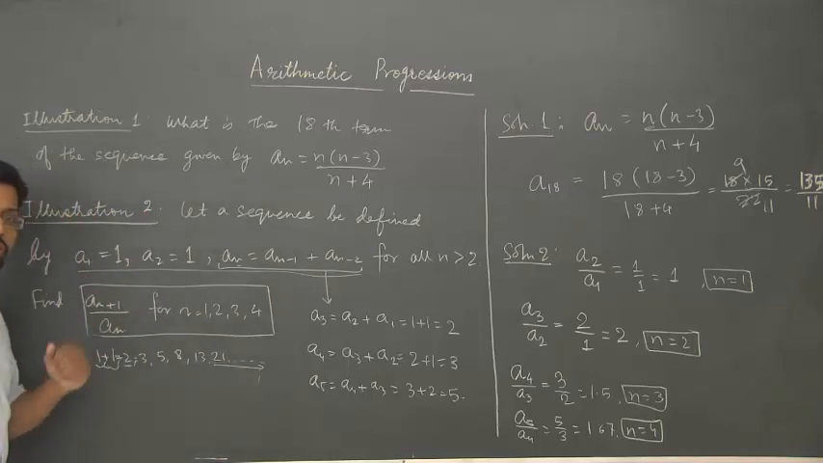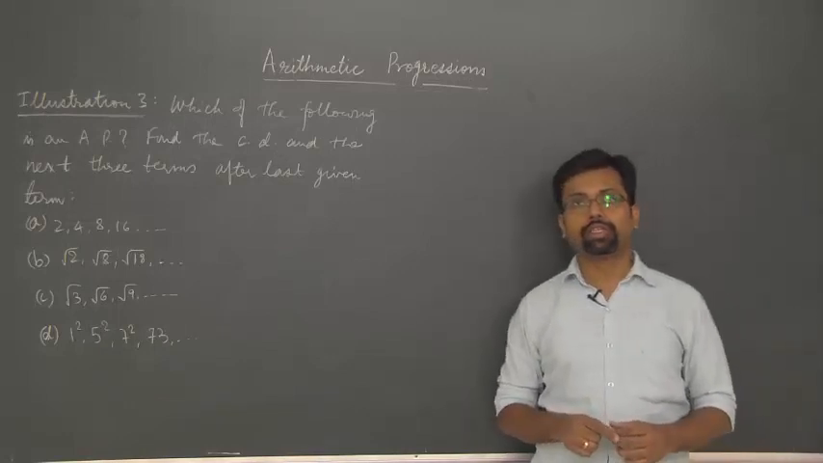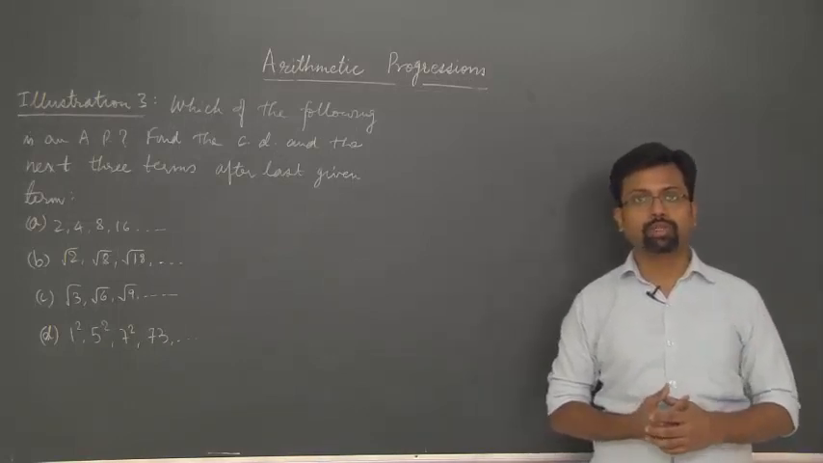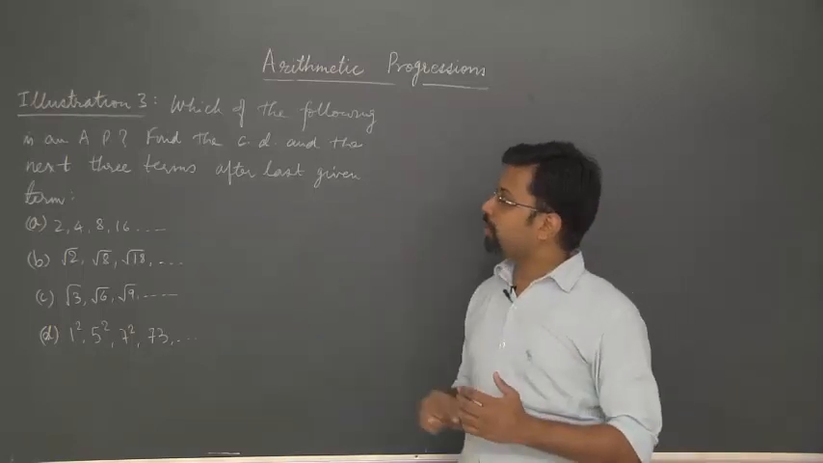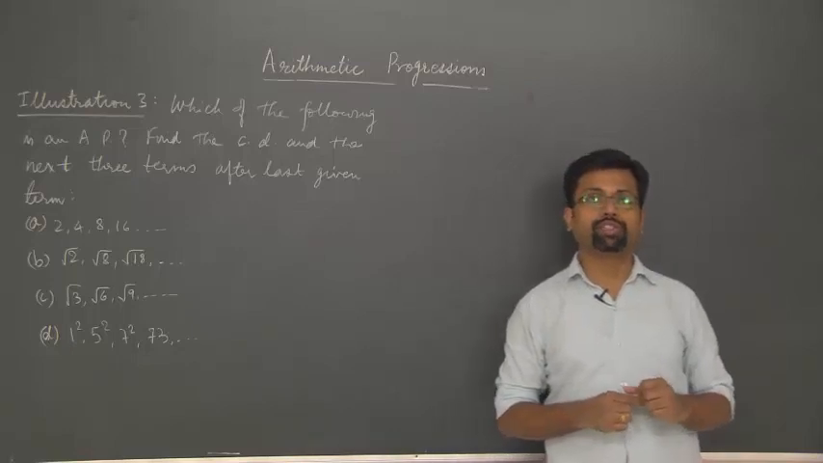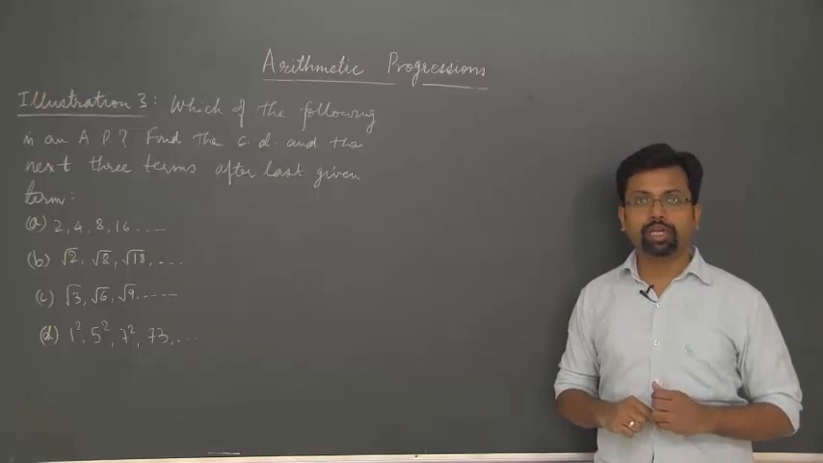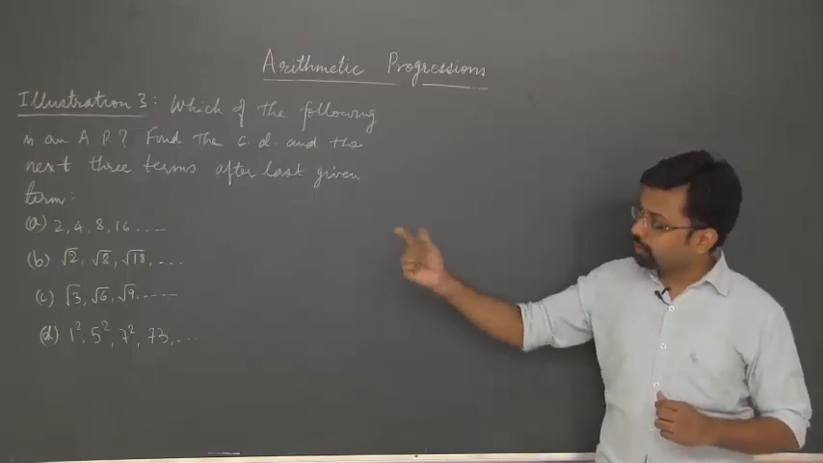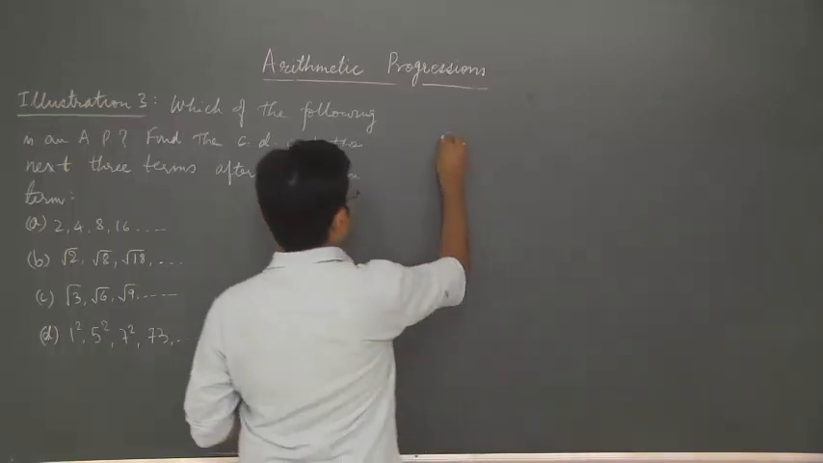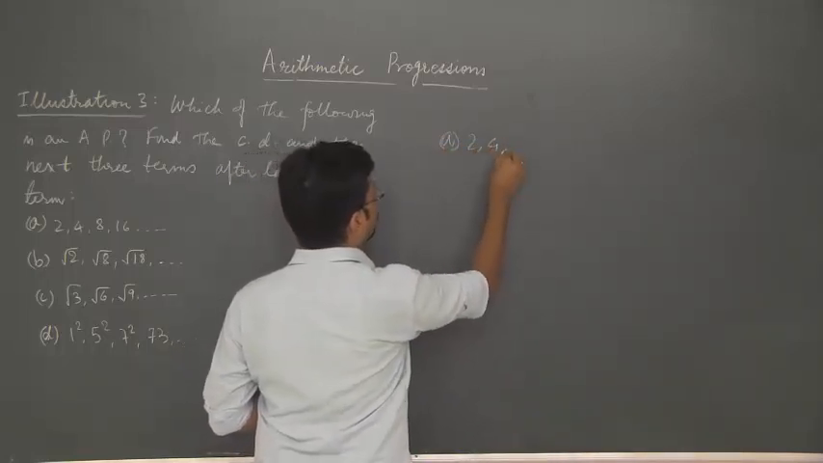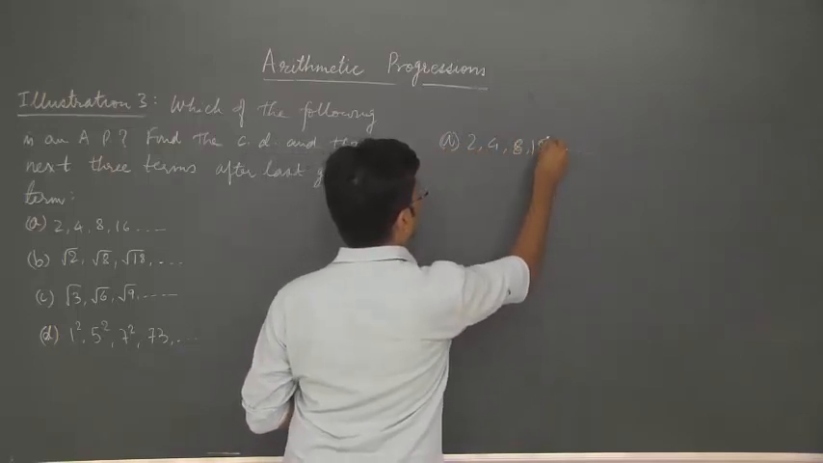Let's now get into the next set of illustrations. Now the first two illustrations that we did, we were concentrating on finding the nth term of the given sequence. Those sequences were not necessarily an AP. Now in this illustration we are going to see how we identify whether a given sequence is an arithmetic progression, and if so we will find out the common difference and the next three terms after the given last term of the given sequence. Let us take it one by one. The first example is 2, 4, 8, 16.